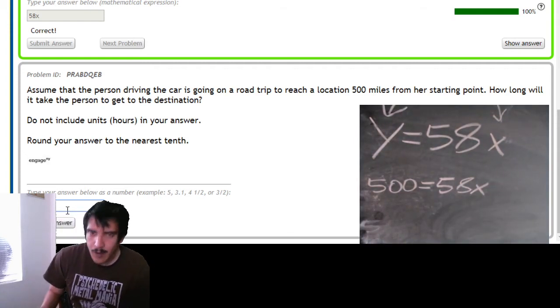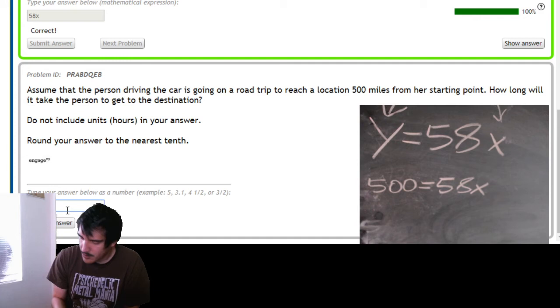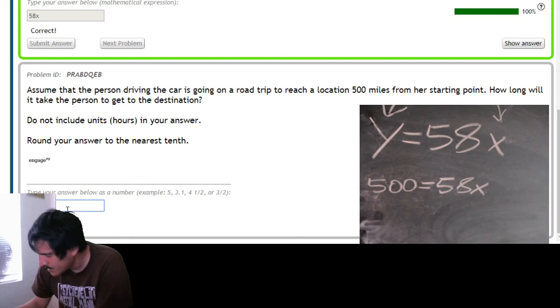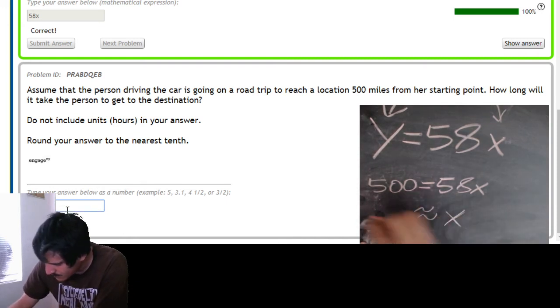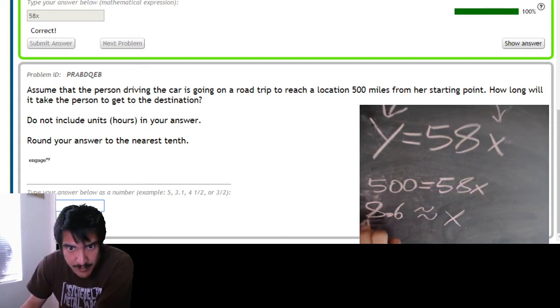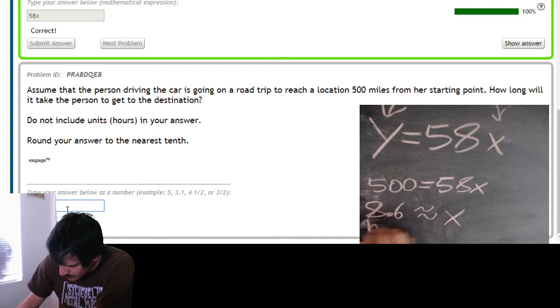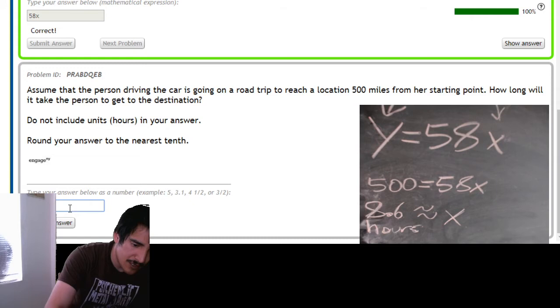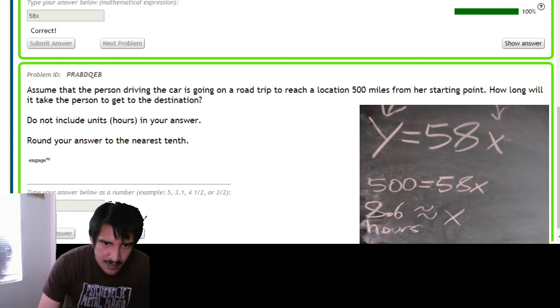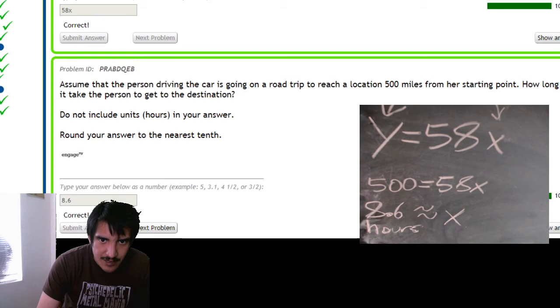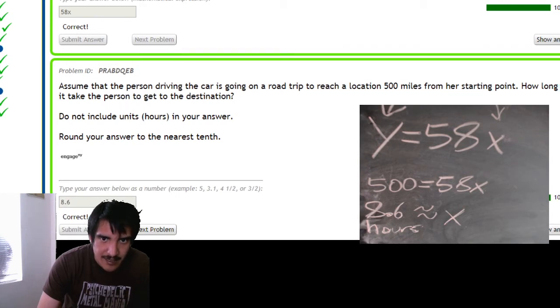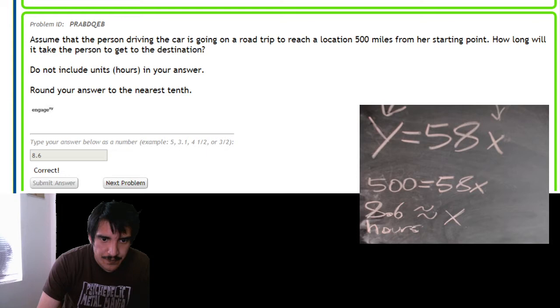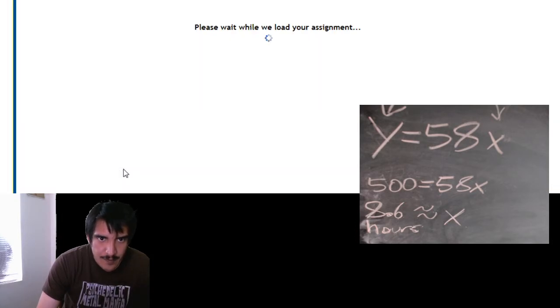Okay? And now we all know what to do to get x by itself. Hopefully you know to divide each side by 58. And I get approximately 8.6 hours, I believe was the time, right? So I got 8.6 hours. They say don't write the word hours in your answer. Okay, just 8.6 then. Okay? Oh, you guys didn't even see the answer. There it is. I put 8.6 as my answer. Okay? Perfect. I am going to continue.